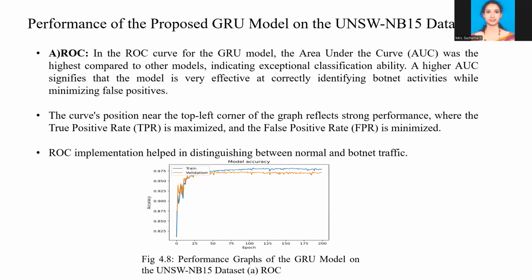So we can see the performance of the models with the ROC curve and the loss curve. Okay, the ROC curve, or receiver operating characteristic curve, for the GRU model visually represents the trade-off between the true positive rate and the false positive rate. The high AUC value for the GRU model confirms its ability to effectively distinguish between botnet and normal traffic, indicating robust performance.